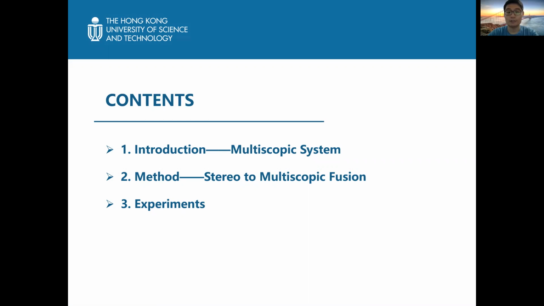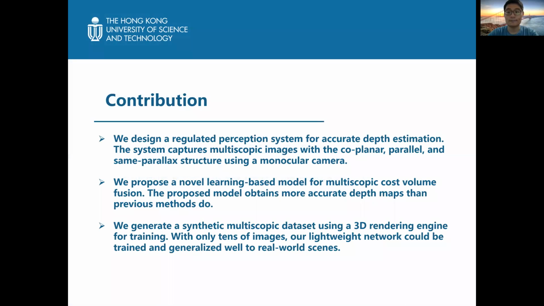Our contributions concerning the multiscopic perception system and multiscopic fusion method are summarized here. First, we design a regulated perception system for accurate depth estimation. The system captures multiscopic images with a coplanar, parallel, and semi-parallax structure using a monocular camera. Second, we propose a novel learning-based method for multiscopic cost-volume fusion. The proposed model obtains more accurate depth maps than previous methods do.